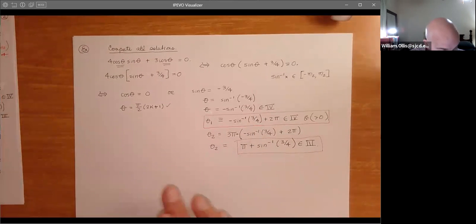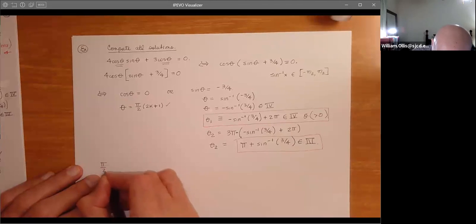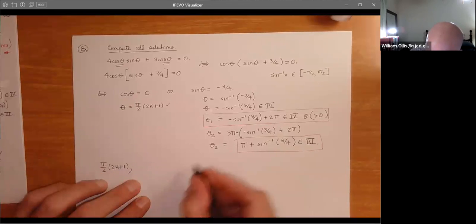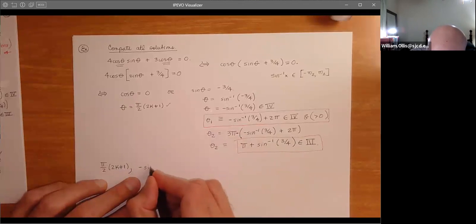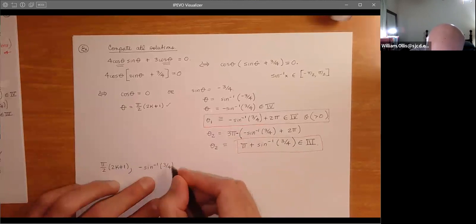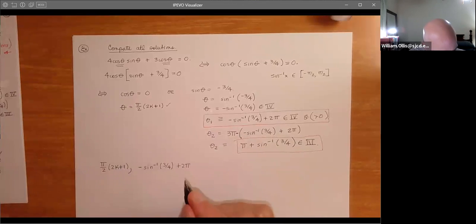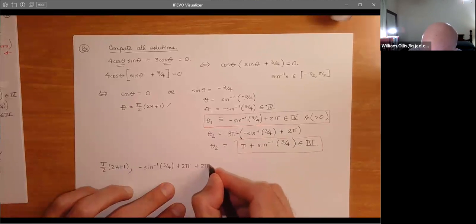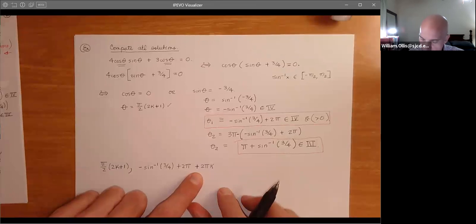So now when we write down all the solutions separated by a comma, we have pi over 2, 2k plus 1, and then we have our first solution here. So we have negative inverse sine of 3/4 plus 2 pi. And now what you can do in this case is just go ahead and tack on 2 pi k. Now, if you want, you could factor this and make it look beautiful, but it's not required.